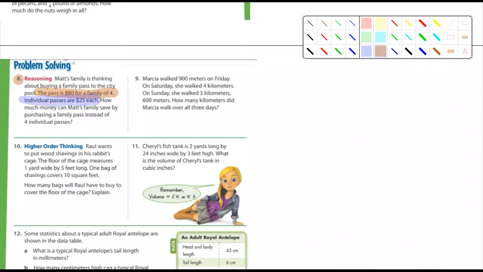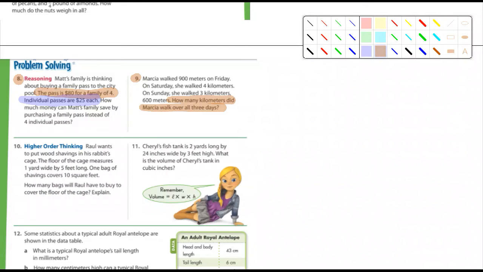Number 9, Marcia walked 900 meters on Friday. On Saturday, she walked 4 kilometers. On Sunday, she walked 3 kilometers and 600 meters. How many kilometers did she walk over all 3 days? That's the question you have to answer. So you have to figure out, first thing, again, you're going to have to flip back a couple sections. How many meters are in 1 kilometer? Anybody remember? Yeah. 1,000. 1,000 meters in 1 kilometer. All right.